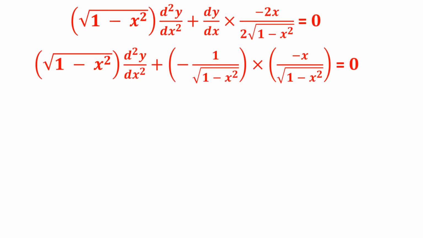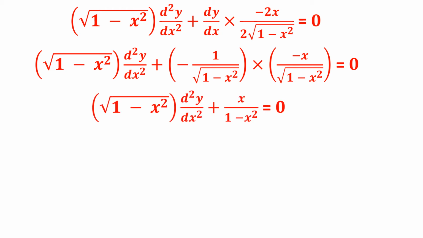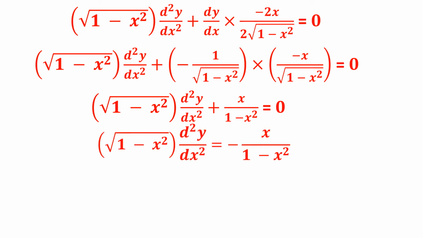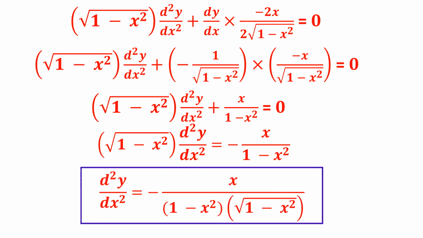2 will get cancelled, and by substituting the value for dy by dx, we are substituting minus 1 upon root 1 minus x square. Therefore, minus into minus plus x upon 1 minus x square, because 2 square roots are there. By pushing it to the right hand side, it is minus of x upon 1 minus x square. But this is the final answer of the second derivative. d square y by dx square is minus of x upon 1 minus x square into root 1 minus x square, or 1 minus x square whole power 3 by 2. But I am writing it like this for convenience.